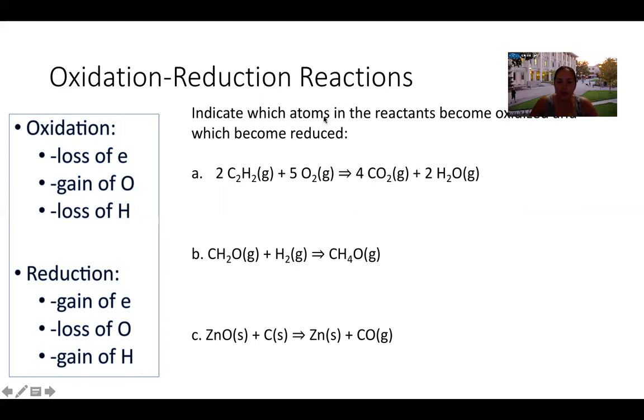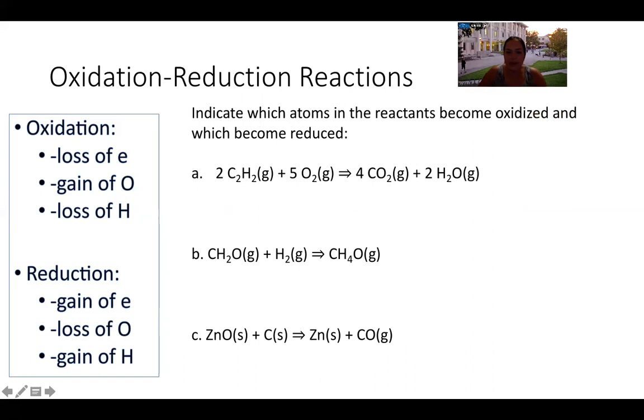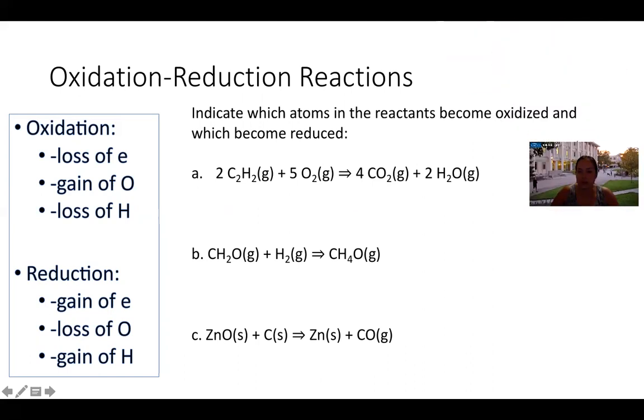And so indicate which atoms in the reactants become oxidized and which become reduced, okay? So let's look at this. In A, it's not as straightforward as with that zinc we had in the previous slide, because the zinc went from a neutral charge to a 2 plus charge, okay? Here we have this C2H2, and then we have our oxygen, and now we have CO2 and H2O, okay? So we can see that the carbon gained an oxygen, okay?